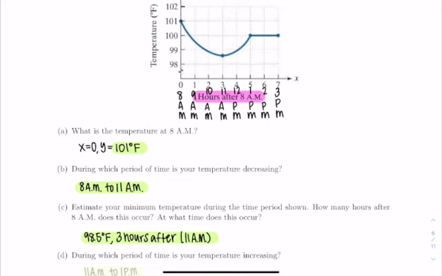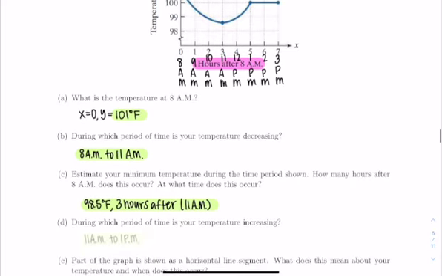During which period of time is your temperature increasing? So this is the part of the graph that looks like you would have to climb up it. And that's from x equals 3 to x equals 5. And so that's from 11 a.m. to 1 p.m.